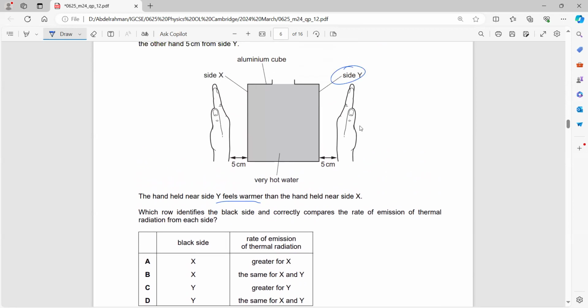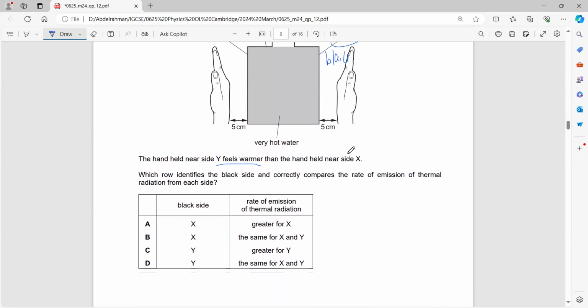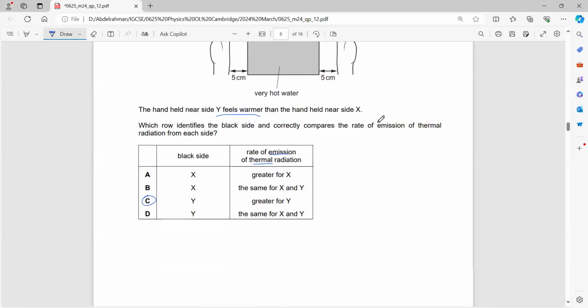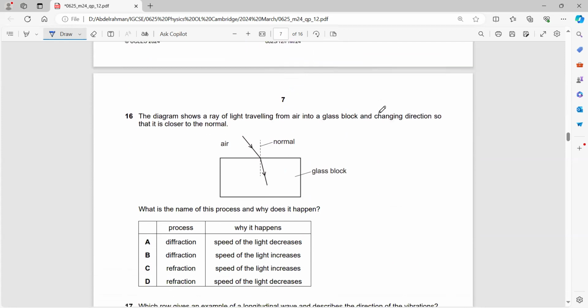Then definitely Y would be black. Why? Because the rate of emission would be greater for Y. The rate of emission of a black surface would be greater than the white surface. It's a better emitter of infrared radiation.